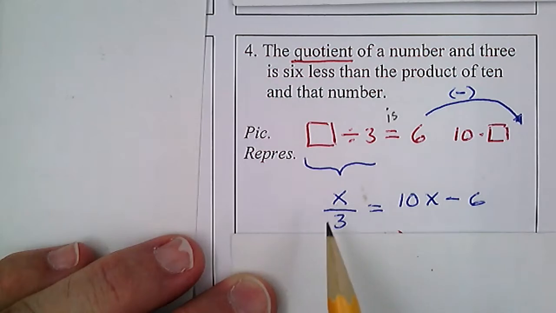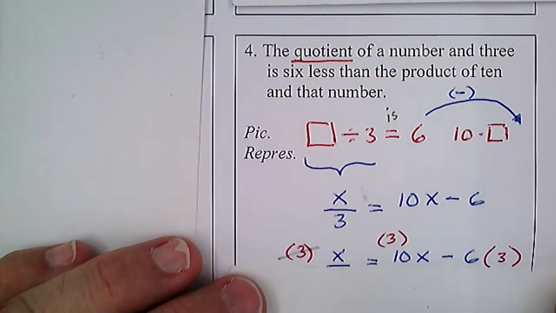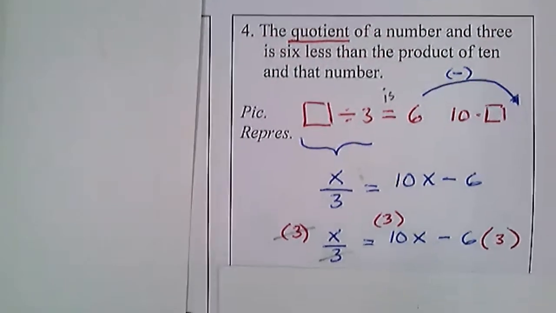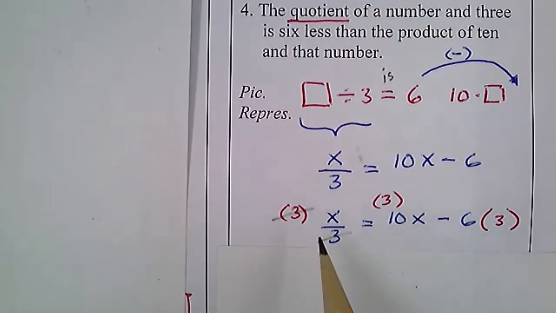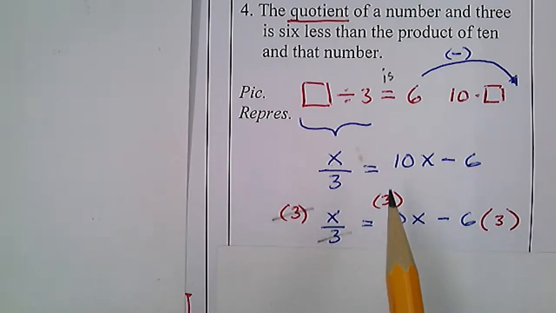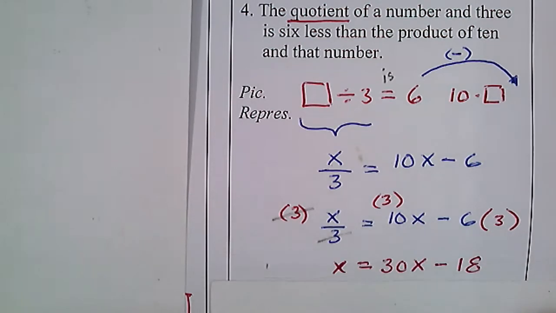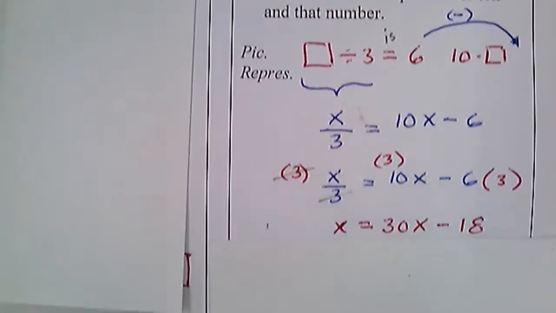So remember, downstairs Danny is dividing. So the inverse operation would be to multiply. So I'm going to multiply everything times 3. So I'm multiplying this side by 3. I can't forget, I have to multiply this 10x times 3, and then I have to multiply the negative 6 times 3. So these get canceled out. So I'm just left with x. 3 times 10 is 30x, and then minus 18. So it looks like that.